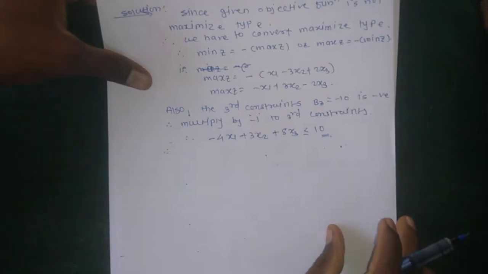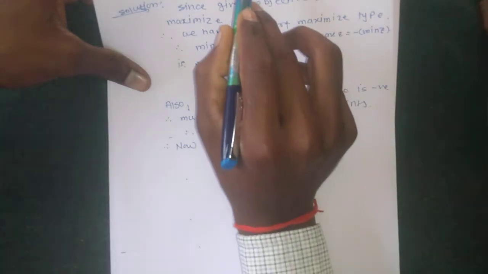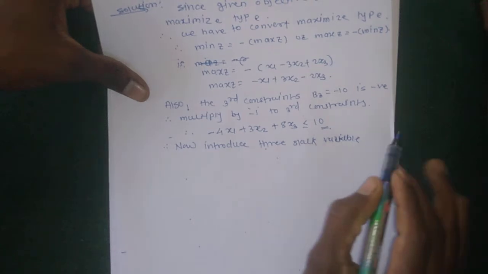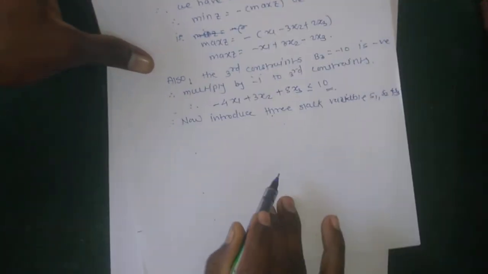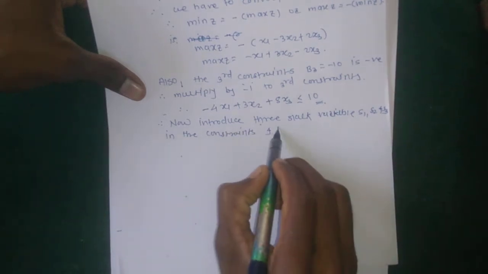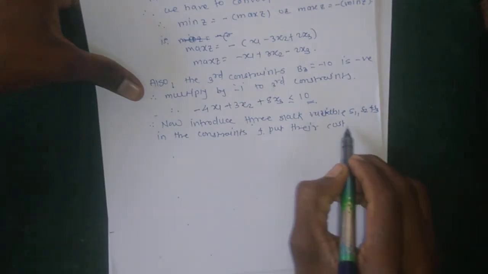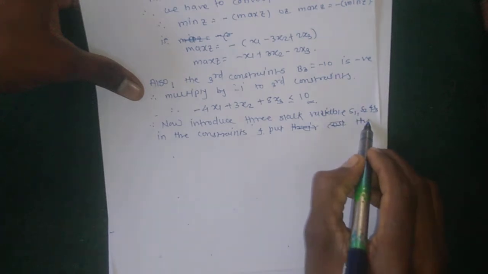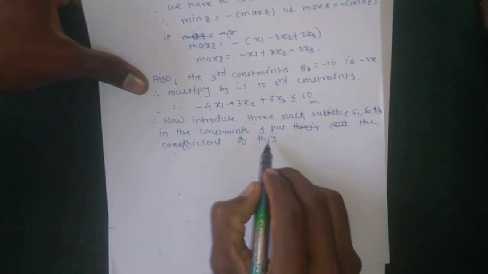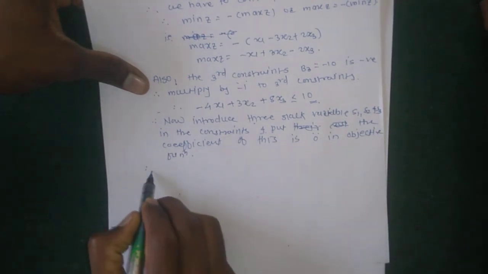And lastly, now we introduce slack and surplus variables. The number of constraints is 3, so introduce 3 slack variables S1, S2 and S3 in the constraints, and put their cost, the coefficient, as 0 in the objective function.